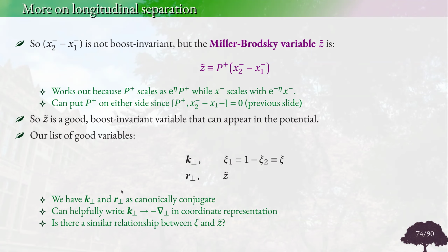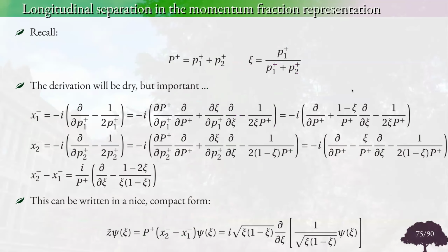Now, we already have this nice canonical commutation relation between R perp and K perp, one that allows us to write K perp going to, there's an i missing here, in the coordinate representation minus i nabla. Is there a similar relationship between xi and z tilde? In particular, can z tilde be cast as something that depends on derivatives with respect to xi? And that's what the next few slides will be. This will be kind of a dry derivation.